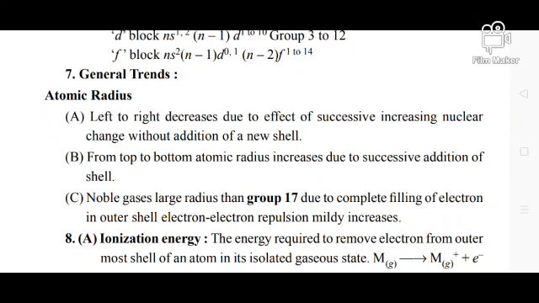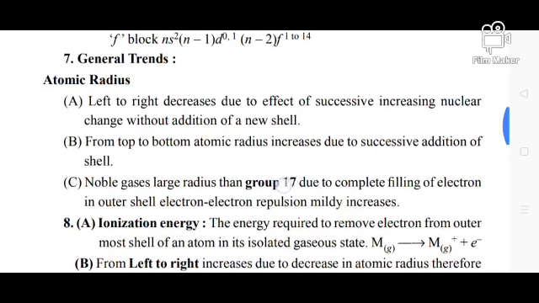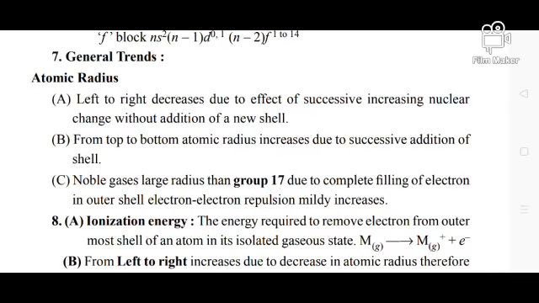Let's come to the general trends, starting with the atomic radius. When we move from left to right, the atomic radius decreases, due to the effect of the successively increasing nuclear charge without the addition of a new shell.